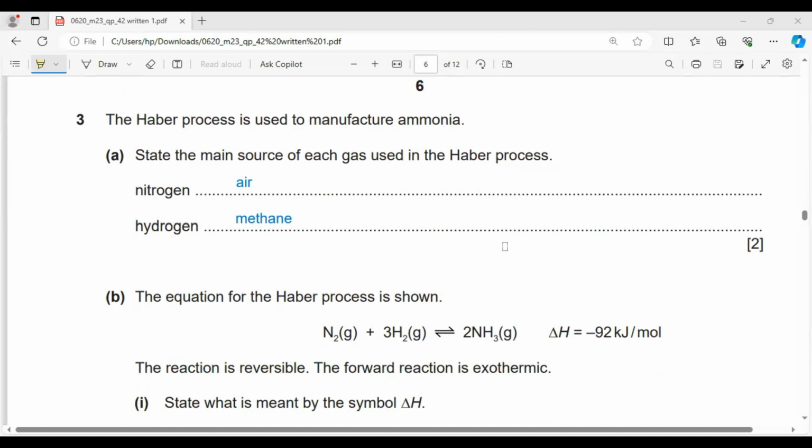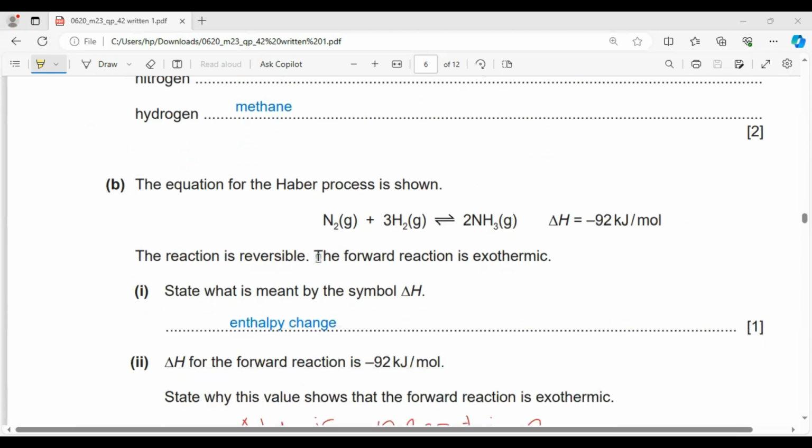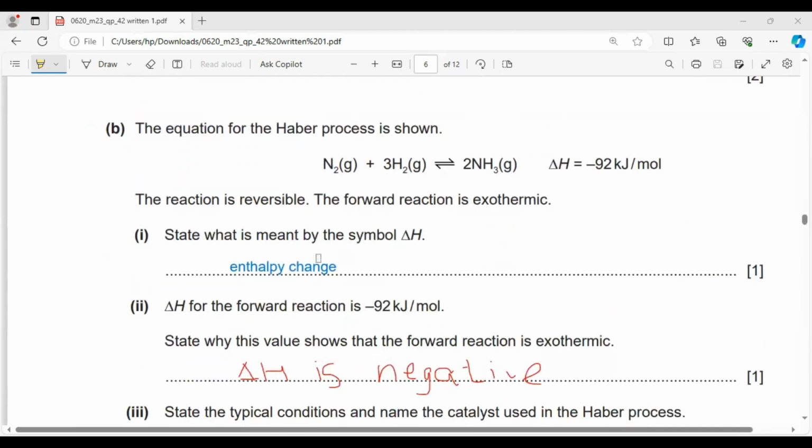The Haber process is used to manufacture ammonia. State the main source of each gas used in the Haber process. So nitrogen is obtained from air and hydrogen is obtained from hydrocarbons. That is why we have written methane. The reaction is reversible. The forward reaction is exothermic. Here they have given us the reaction, that is, N2 plus 3H2, which reversibly gives 2NH3.